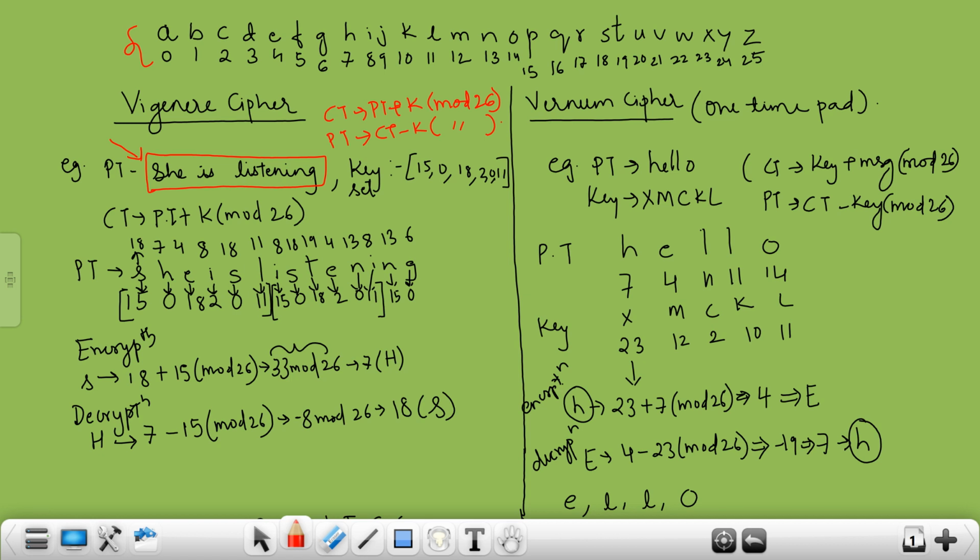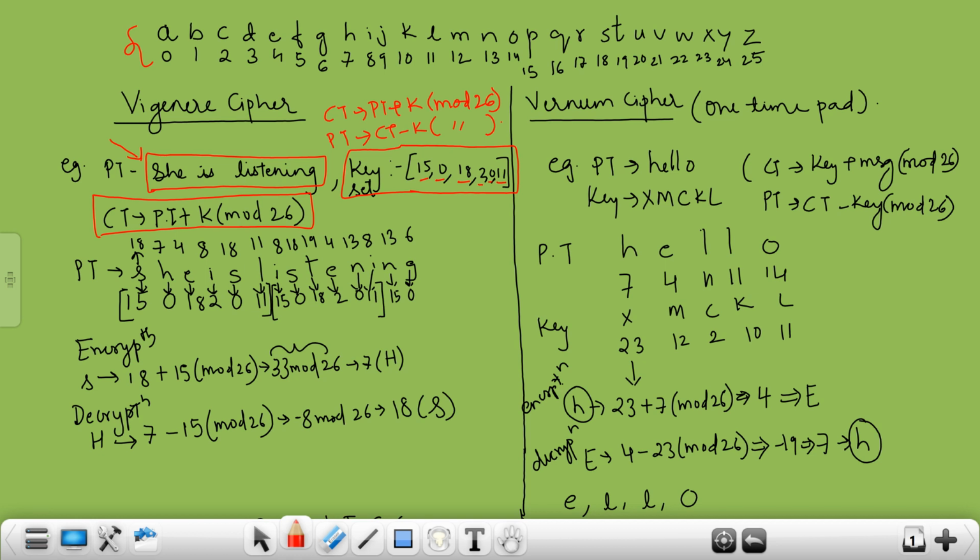As I have told you, the formula remains the same: ciphertext equals plaintext plus key, mod 26. But what is the key over here? As I have told you, the key is the catch. The key is nothing but a set of numbers provided to you. In this example, the key is provided as 15, 0, 18, 2, 0, 11. This is the set of the key that has been provided to you. Let's look now at how your solution will look.